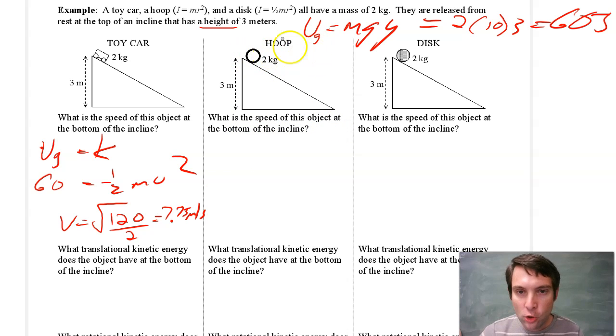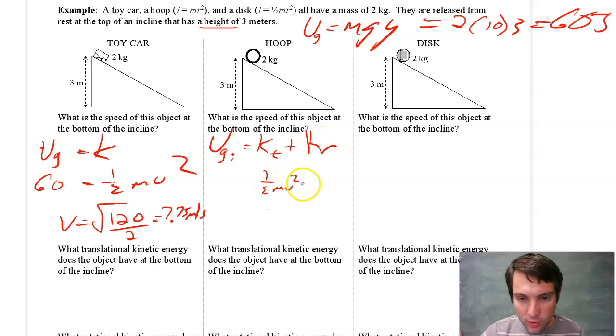What is the speed of this object at the bottom of the incline? For this one, we have a hoop that has a moment of inertia, a rotational inertia. So that means we're going to lose some of that kinetic energy to rotate that object. So we're going to start out with total energy in the beginning equals all of our energies in the end: translational kinetic plus rotational kinetic. So this is 1/2 mv squared plus 1/2 I omega squared equals mgy.